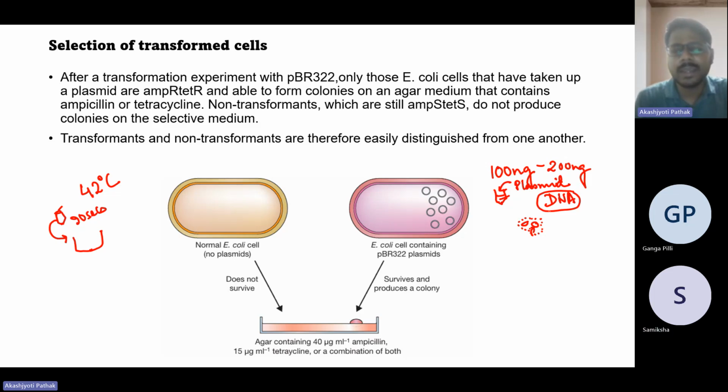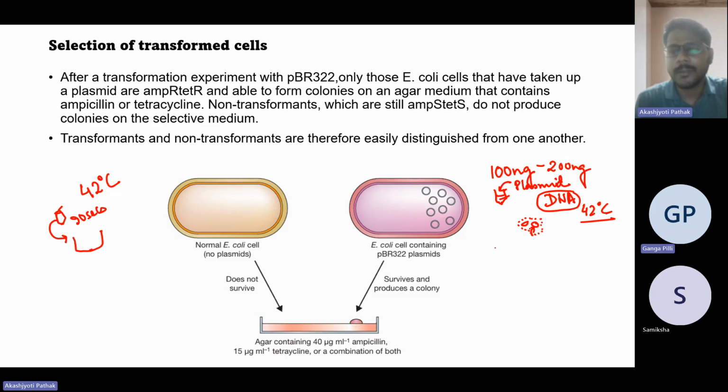And DNA remains stable at very high temperature. So at 42 degrees Celsius, it will not get denatured. Nothing will happen. So are we using some preservatives or buffer to keep the plasmid? No, no. So there are different kits.